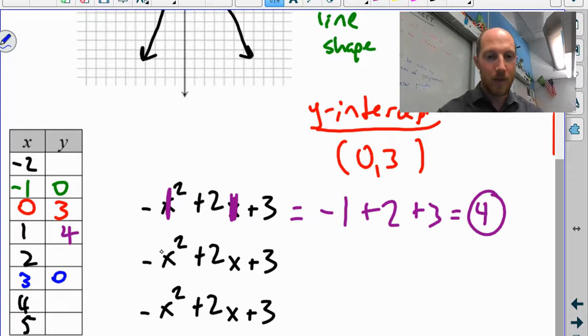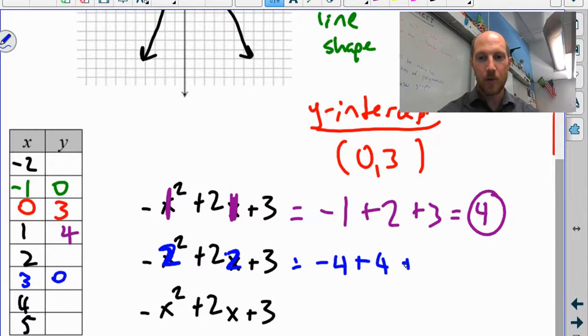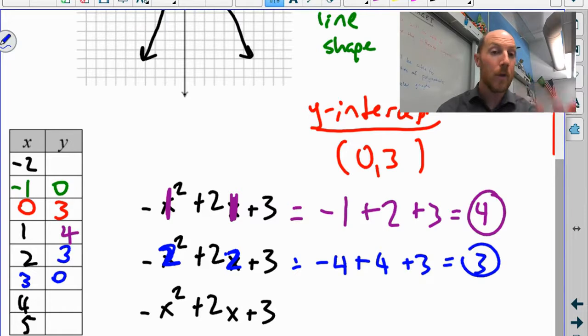What if I wanted to find out for an x value of 2? Okay, again, we'll just do this the messy way. I'm just going to write on top of that. So -2 squared. So do the exponent first. Negative comes after. So 2 squared is 4. Make that negative, so it'll be -4. And then plus 2 times 2, that's 4. And then +3. -4 + 4 + 3. The y coordinate is 3.